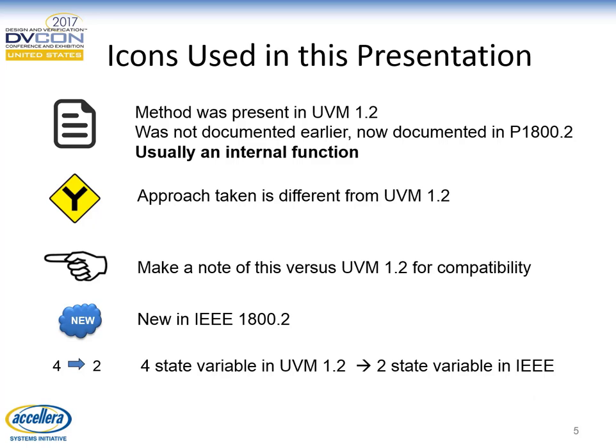I've structured this presentation in a way so that when you look at the 1800.2 LRM, and then you look at the UVM class reference manual, you're going to find one which is several hundred pages, another one which is several hundred pages. You're going to wonder, oh my God, where am I going to start and where am I going to stop? What the heck changed? How am I going to find it?